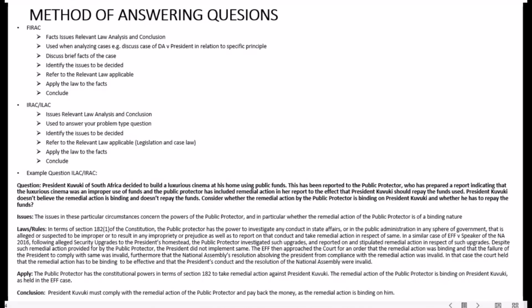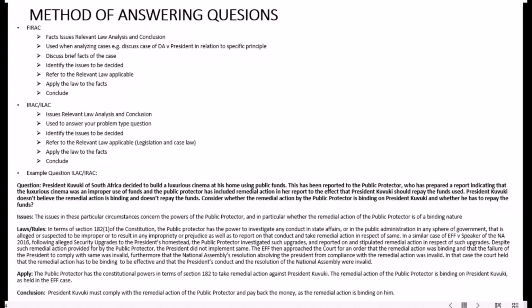So you would first identify the issues, and then you would refer to the relevant law. You would apply the law to the facts, and then you would conclude. So it's basically just a shorter version of FIRAC without going into facts, because when you're not analyzing a case in particular, it's not necessary to go into pages and pages and pages on facts. As I said, it takes long.